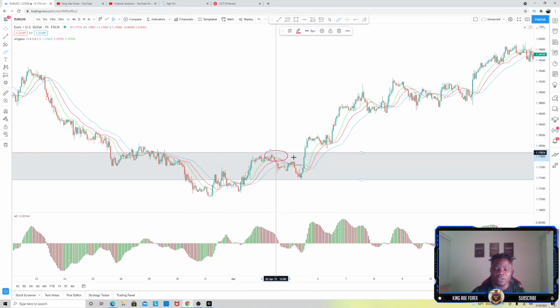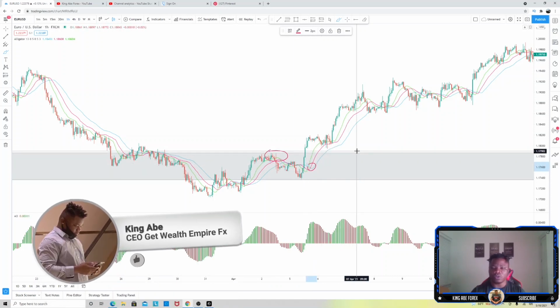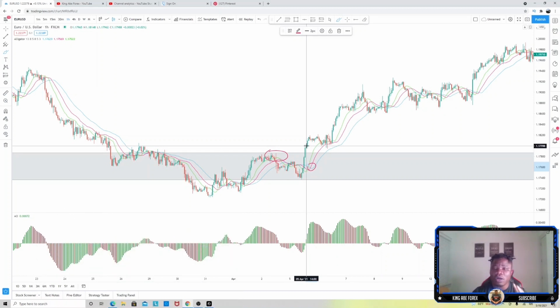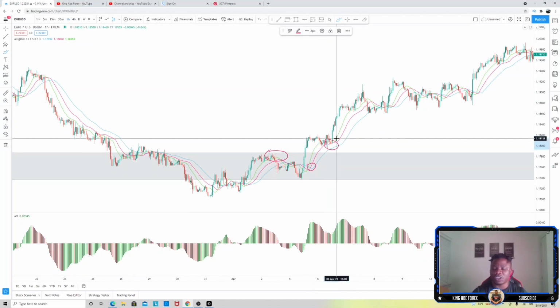Now, once price closes above your resistance and the lips crosses the teeth and the jaw, you can either get in right here when price closed above your resistance zone, or you can wait for the retest right over here. You wait for price to pull back and touch either the lips, the teeth, or the jaws. Once you see that, you could have got in right over here at this bullish engulfing candle.